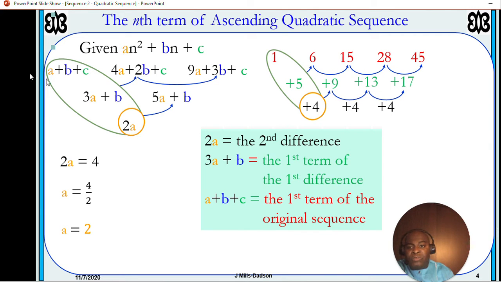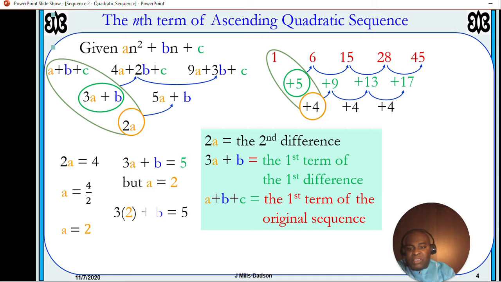Second equation, 3a plus b equals 5. But a equals 2. So 3 times 2 is 6. 6 plus b equals 5. And b is equal to 5 minus 6, that's negative 1.